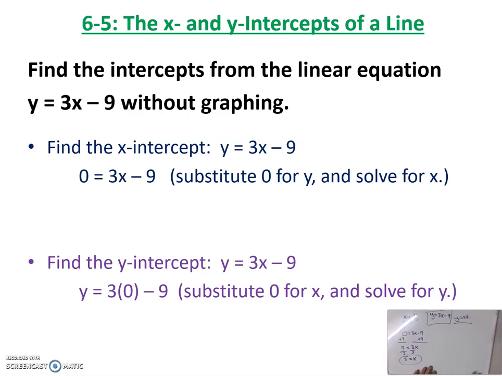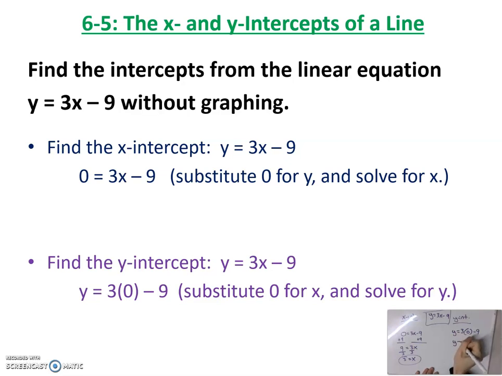And then for my y-intercept, because I'm looking for y, I'm going to substitute 0 for x. So again, if I'm looking for y, x needs to disappear, and I'm going to substitute it with 0. So 3x minus 9 becomes 3 times 0 minus 9. And now I'm just going to solve.